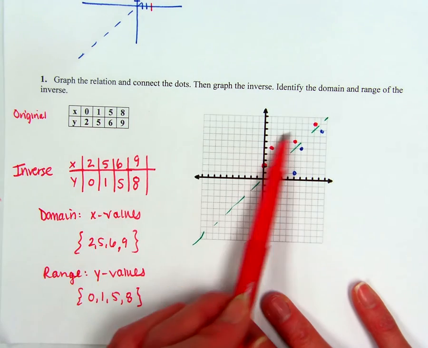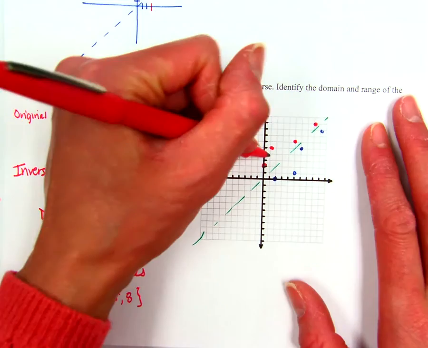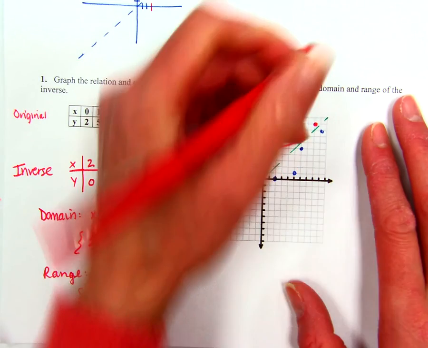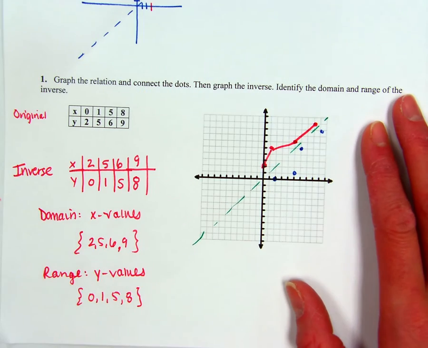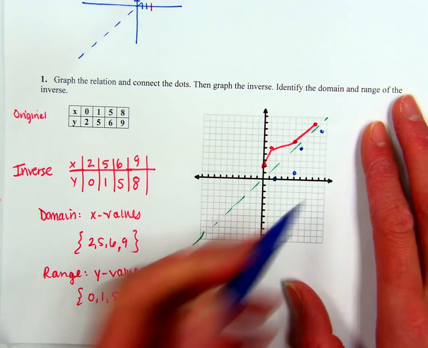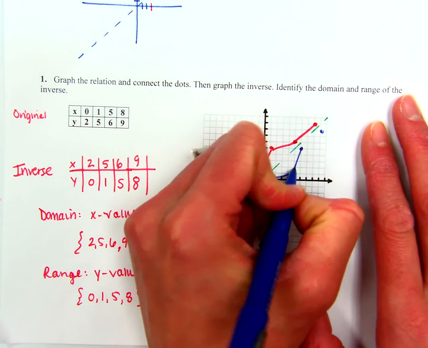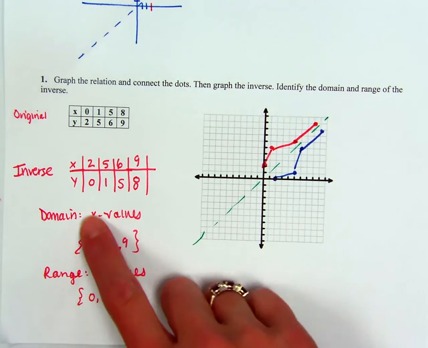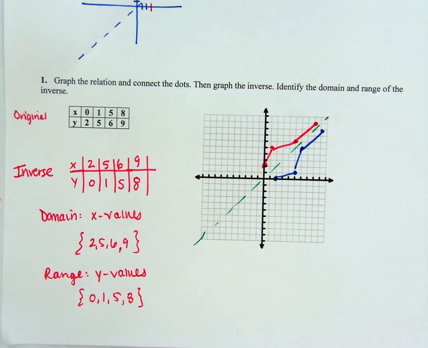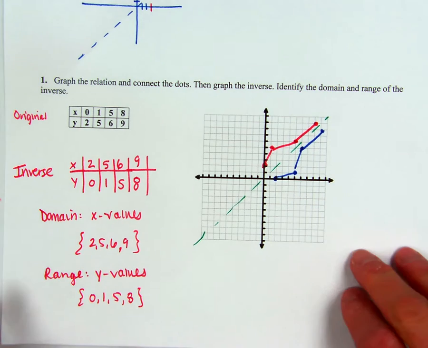Graph the relation. Oh, it said to connect the dots. Sorry. Connect the dots. And then graph the inverse. So if I look at the inverse, here's that connected. And then here, identify the domain and range of the inverse. Okay, when you're done, flip over to the back.